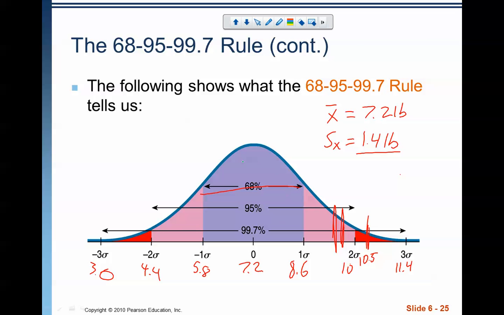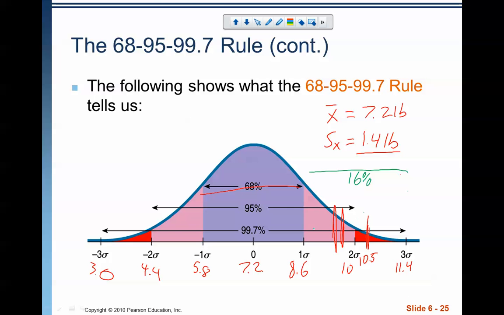If this is 68%, how much is this section plus this section? 100 minus 68, which is 32. So if that's 68, these outsides are 32. So what's this area over here? Remember, this is symmetric. It's perfectly symmetric. So if both of these are 32, what's this over here? 16. If that's 68%, then 100 minus 68 is the outside bits here, and that means that half of it is 16%.